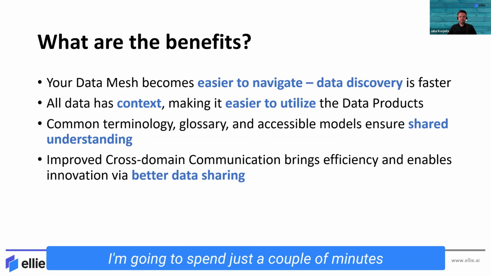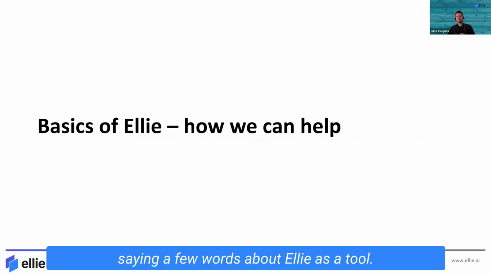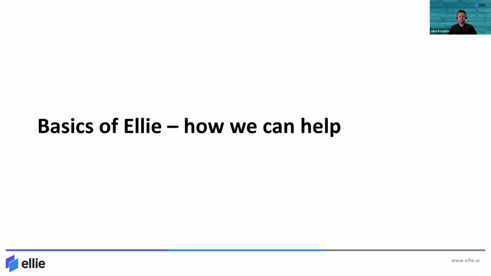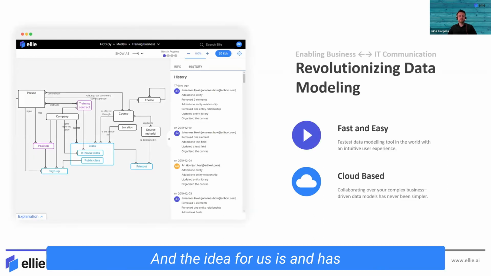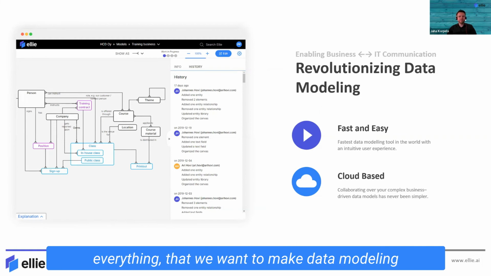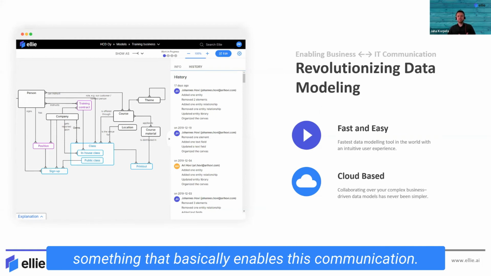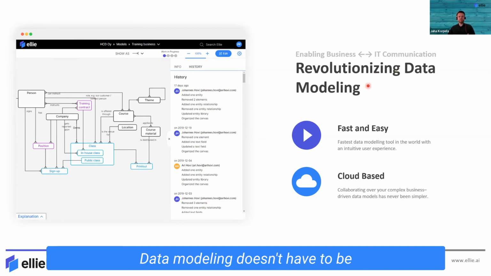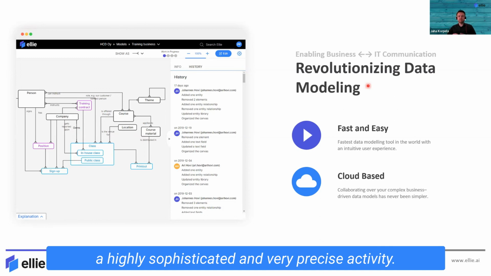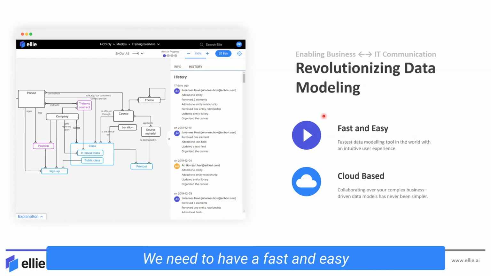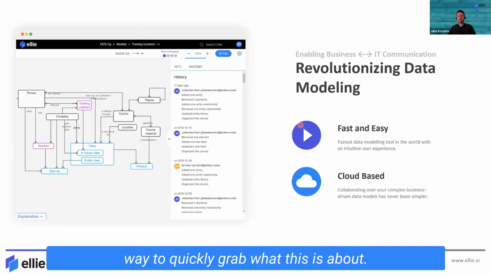In the end here, I'm going to spend just a couple of minutes saying a few words about Ellie as a tool, because, of course, this is precisely something that we want to do. And the idea for us, and it has been before this whole data mesh debacle, is that we want to make data modeling something that basically enables this communication. And this is what we've been talking about all the time. Data modeling doesn't have to be a highly sophisticated and very precise activity. We need to have a fast and easy way to quickly grab what this is about. So what do you mean by customer? How is it linked? What data do we have about this?